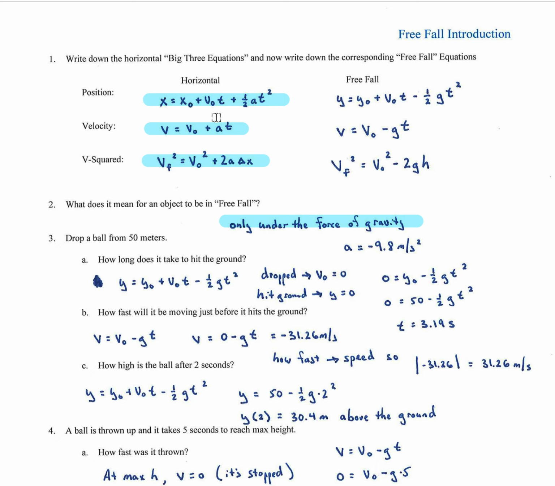So we take these big three horizontal equations and we adjust them to more of a vertical sense. Instead of a random plus 1/2 at squared, now we have a minus 1/2 gt squared. Instead of just v naught plus at, now we know what happens, so it's just going to be v naught minus gt. This sign actually can be positive or negative, because if an object was already moving down and gravity is going to speed it up, that actually does have to be a plus. But again, the acceleration is going to be g, and instead of delta x, it's some delta h.